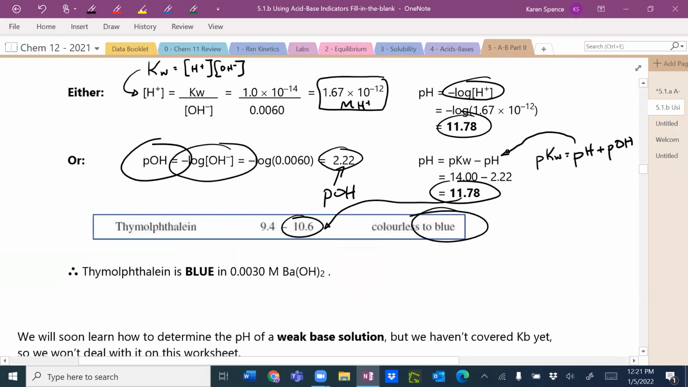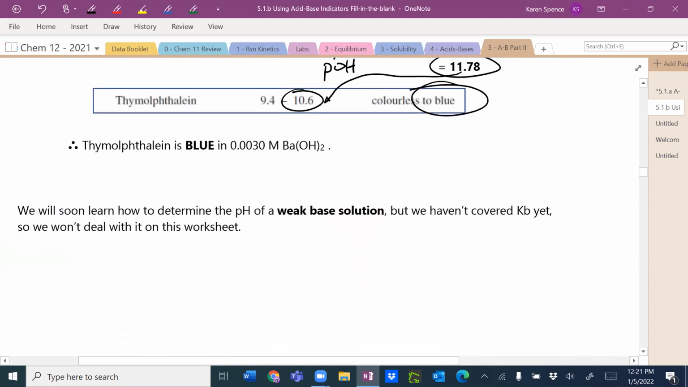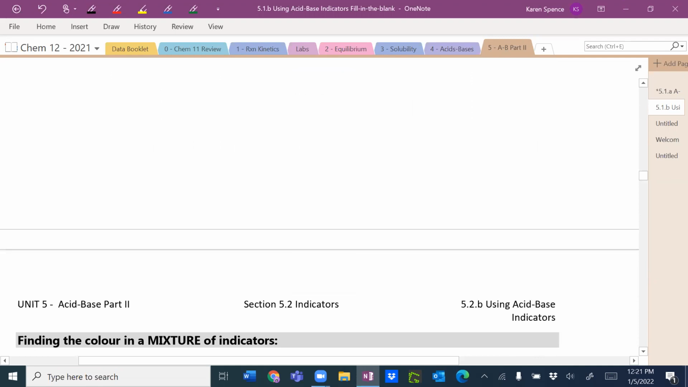And I'm just saying here, we will learn soon how to determine the pH of a weak base solution. So we're not going to worry about those right now.